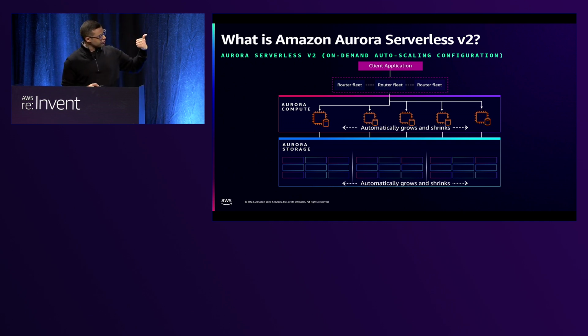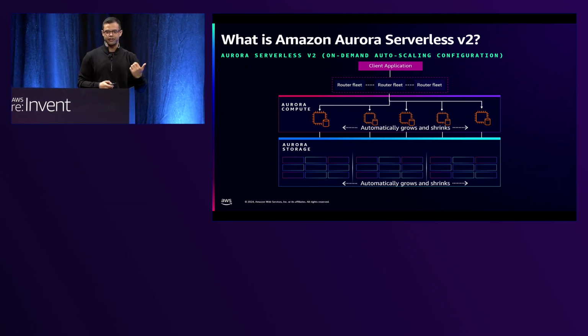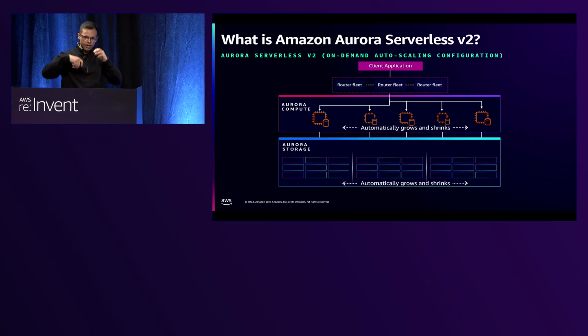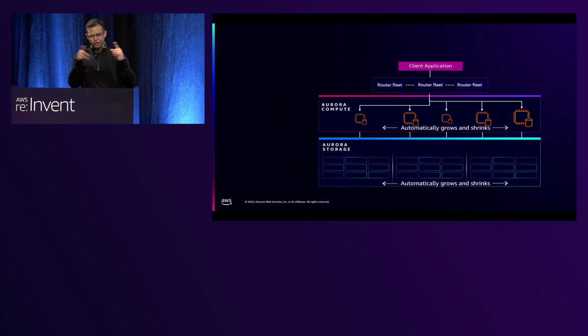So Aurora Serverless v2, if you're not familiar, is an on-demand auto-scaling configuration for Amazon Aurora. You can pretty much scale up and scale down without any impact to your application. And the compute node here, you'll notice, is automatically growing and shrinking vertically. So we are adding capacity and reducing capacity automatically. Now, why is this a good fit for AZ flights?